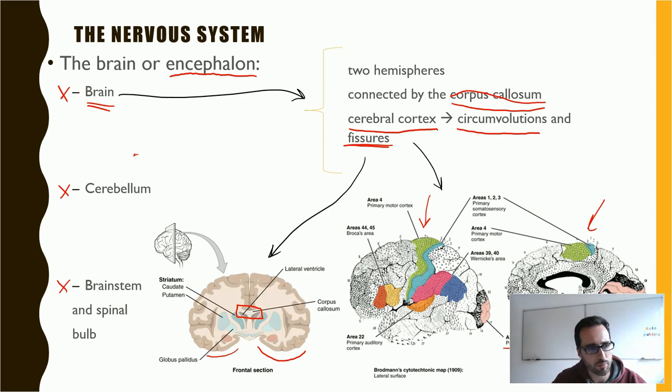Okay, for example, this is the primary visual cortex. We've got another, the primary auditory cortex, here. In the temporal area, we've got a primary motor cortex in another place, and another primary motor cortex in another way. So the brain cortex is classified into different areas, and every area belongs to one particular function. So let's continue with this.